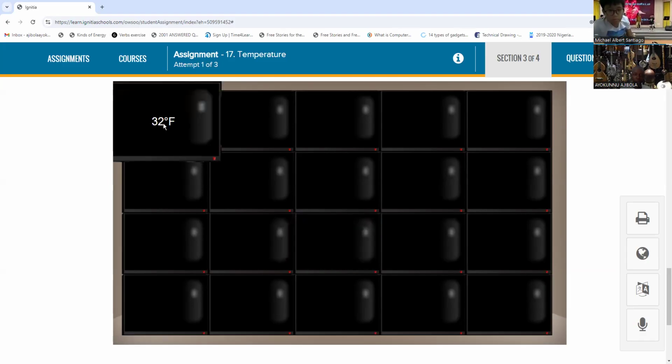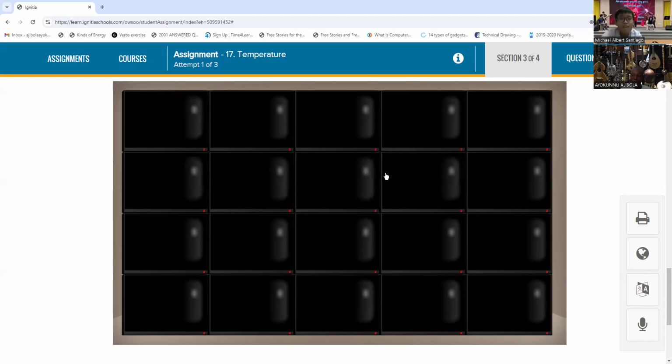You check the first one. The first one is 32 Fahrenheit, okay? So this 32 Fahrenheit, let's convert it to Celsius. That will be 32 minus 32, which is 0. So that should be 0 degrees Celsius, and we have not seen 0 degrees Celsius. So let's continue to where we have not checked.